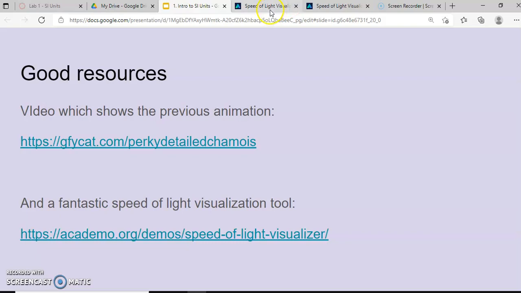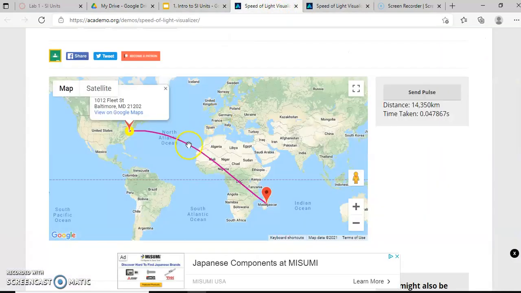Let's talk about this. Take a look right here. Let's see if you send a pulse right over here. This is from the Inner Harbor, the aquarium actually, in Baltimore. Let's say you want to send a pulse from here to Madagascar. Maybe we've got some fish who have some friends over here in Madagascar. The distance is about 14,350 kilometers away. Look how fast that is. That is 0.047867 seconds. So that's just about 5/100ths of a second. That's actually really, really fast.